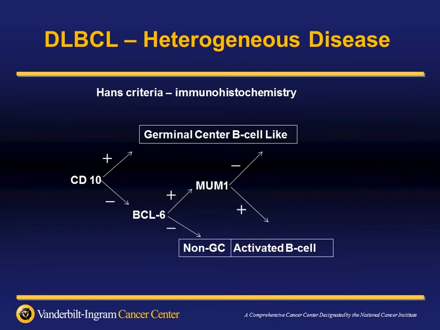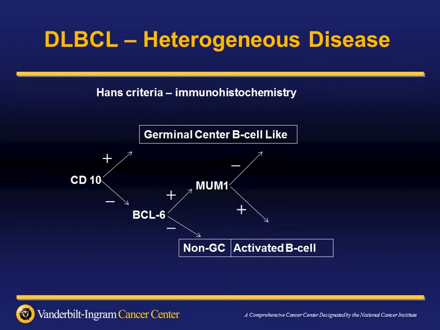So diffuse large B-cell lymphoma, we not only have these sites of origin, but it's a heterogeneous disease. And by immunohistochemistry, a relatively crude way is to separate them out into germinal center B-cell or activated B-cell by their immunophenotypic markers. So CD10, a follicular marker, will push a person into the GCB-like. If you're CD10 negative and BCL6 negative, you're going to be activated B-cell. An intermediate step, if you're BCL6 positive but MUM1 negative, you get to be a germinal center one, and MUM1 positive puts you back into activated B-cell.